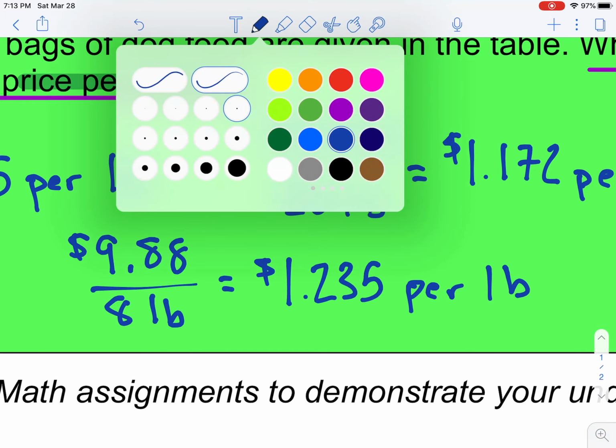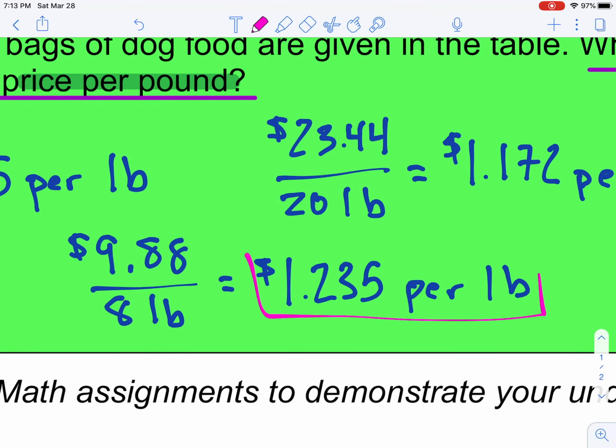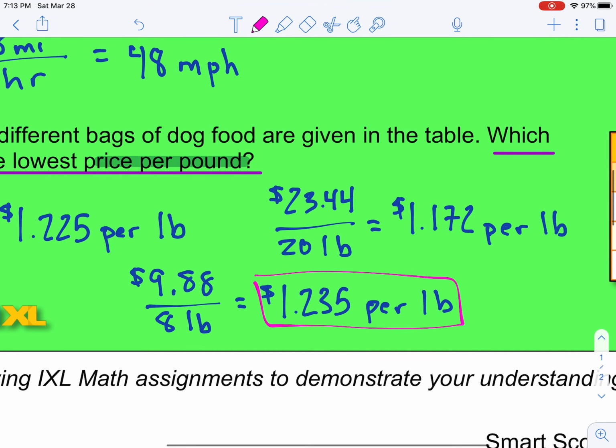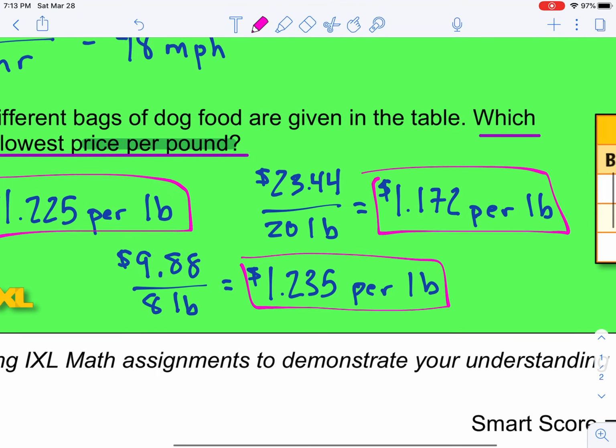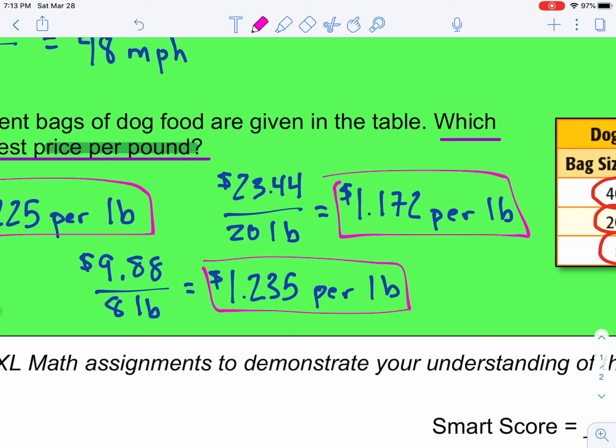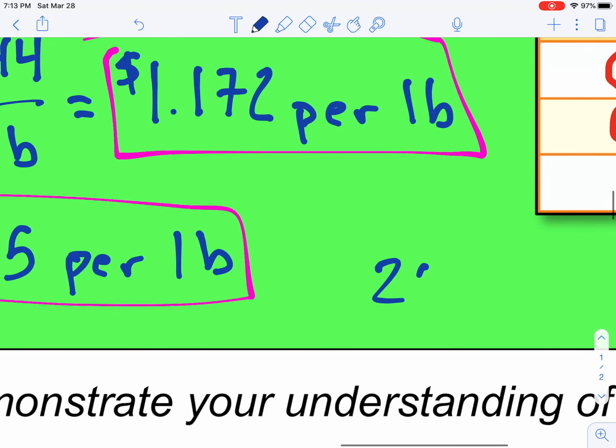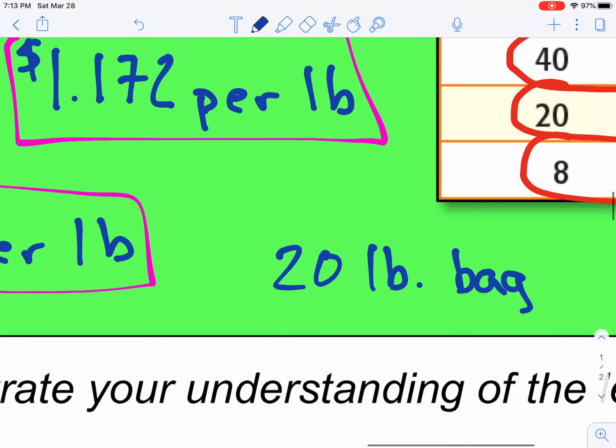So now I can go ahead and I can compare. I have this 8-pound bag, which is $1.235 per pound. I have a 20-pound bag, which is 1.172 per pound. And I have a 40-pound bag, which is 1.225 per pound. So if we compare those three prices, we're going to find out that it's actually the 20-pound bag that's the cheapest. So that's going to be our answer.